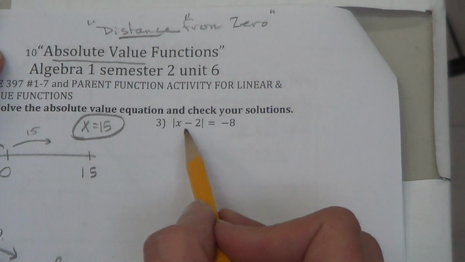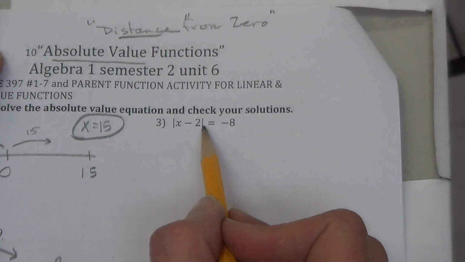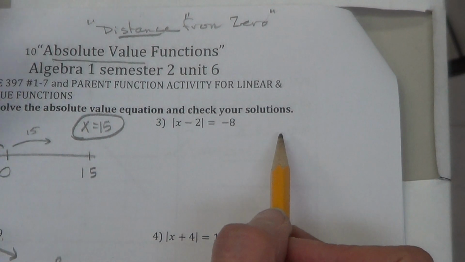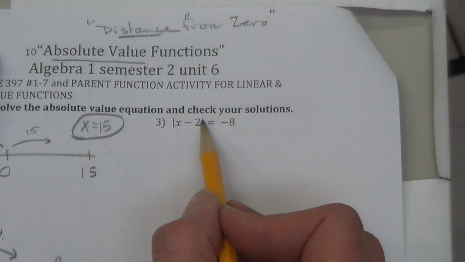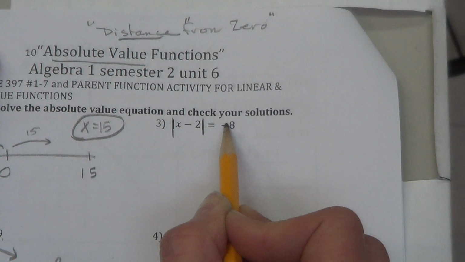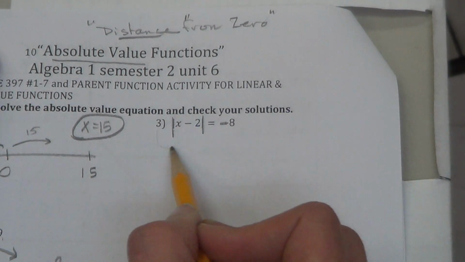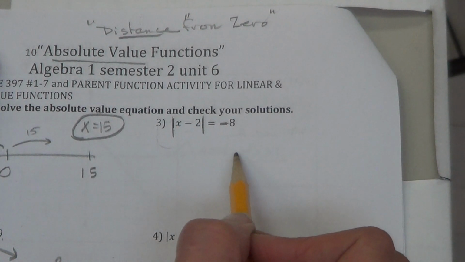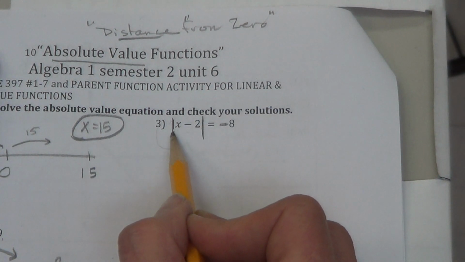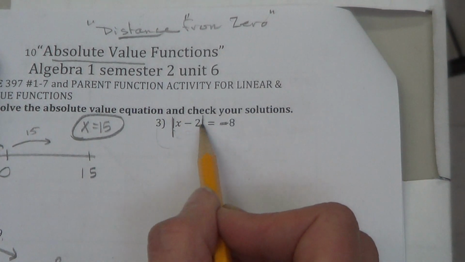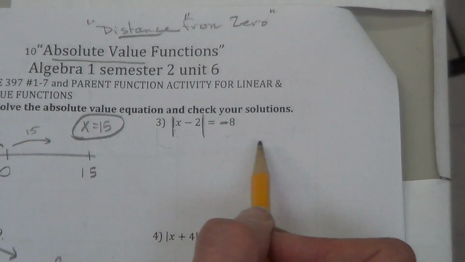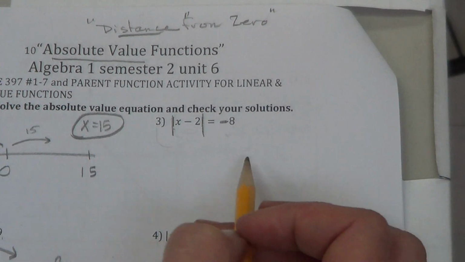Here we have absolute value x minus 2. Again, the closet doors are ready to be opened, but I want to caution you and have you think through one thing. This is absolute value equal to a negative number. There's nothing around that absolute value. So I'm literally saying, what is the distance from 0? What is a negative 8 distance from 0? Well, we can't have a negative distance.